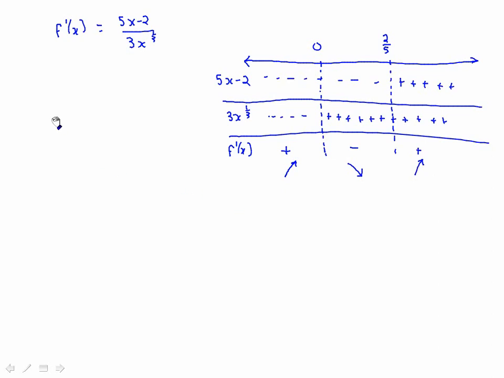So therefore, we can see that we have a local max at x equals 0. Now keep in mind that is not the local max, because that would be the y-coordinate. We'd have to plug that into the original, which we'll do soon. And then a local min at x equal 2/5.